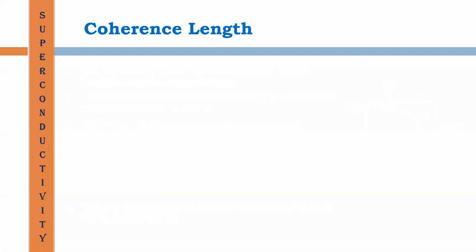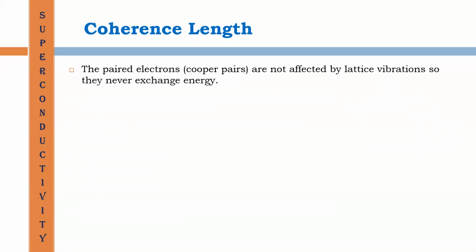Next is the coherence length. When we discussed the Cooper pair, we said that the Cooper pair moves through the lattice without scattering, or we can say that the paired electrons are not affected by the lattice vibration, so they never exchange energy.